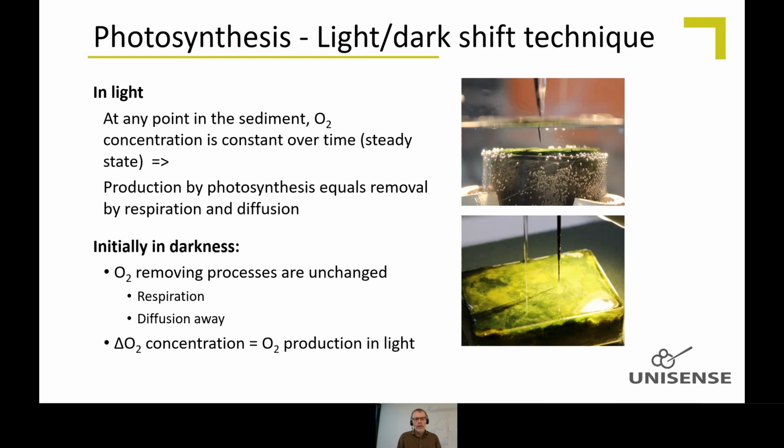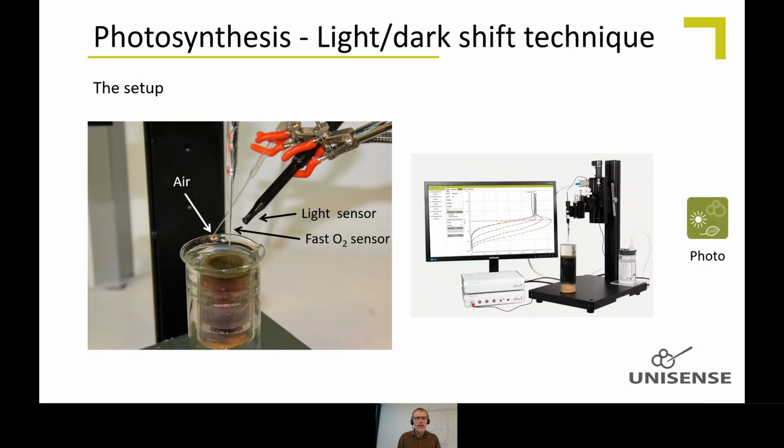When you then suddenly turn off the light or remove light, then all the oxygen removing processes, that is respiration and diffusion away from the site, are not changed because they depend on the concentration of oxygen, which has not changed. And therefore, the change in oxygen concentration that happens after turning the light off will equal the production of oxygen that was there in light before the light was turned off. And I will show you how this works.